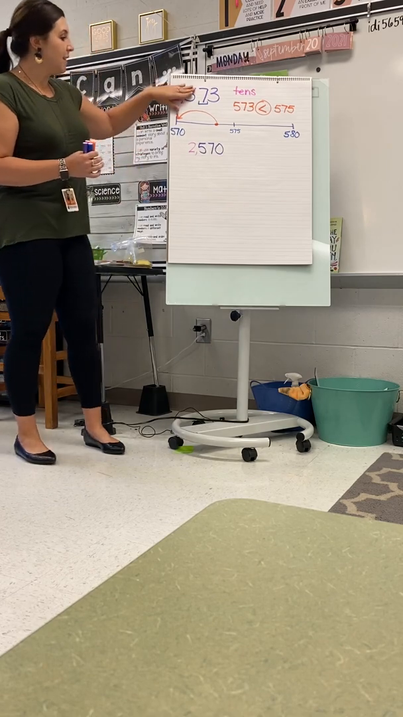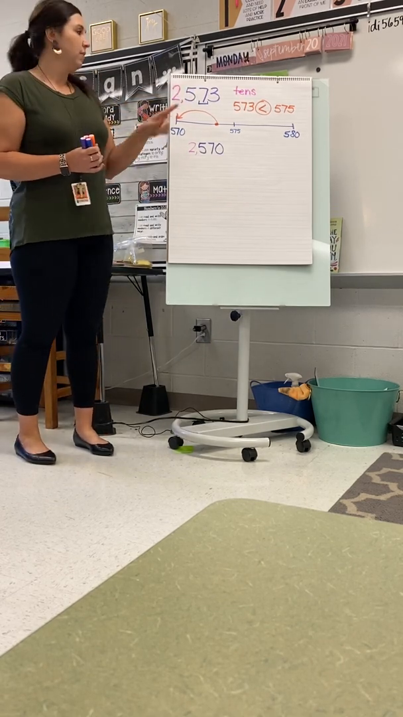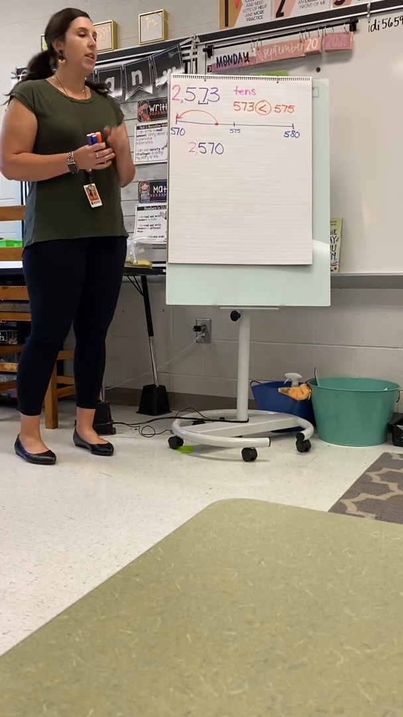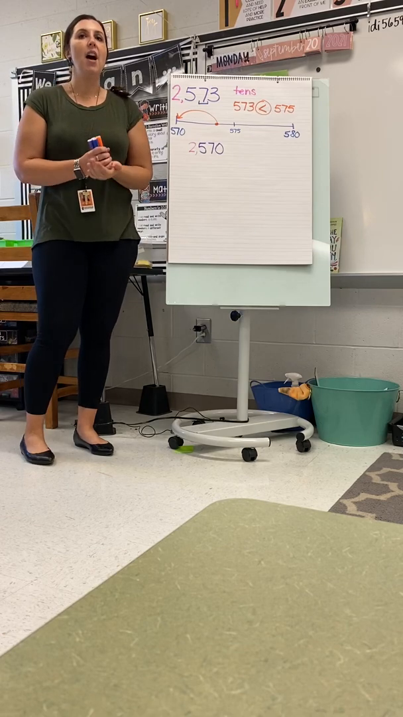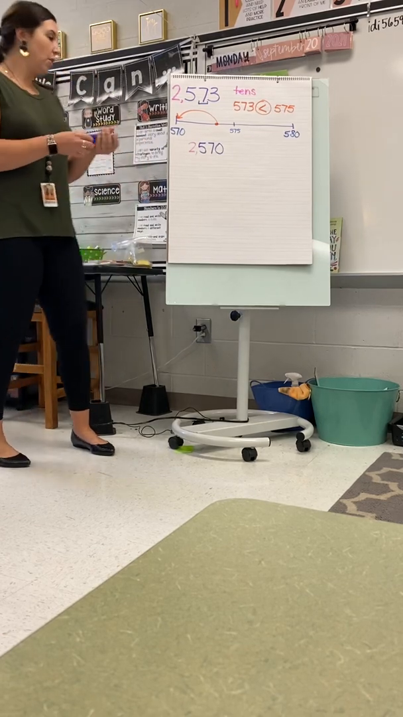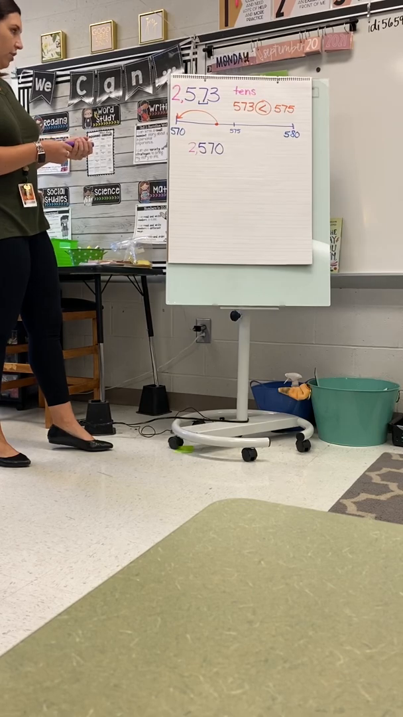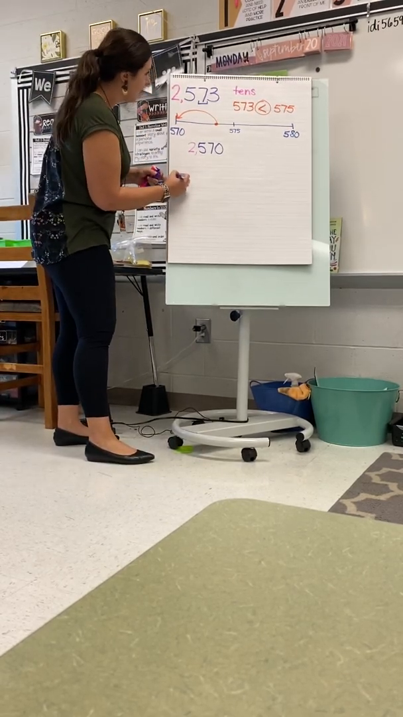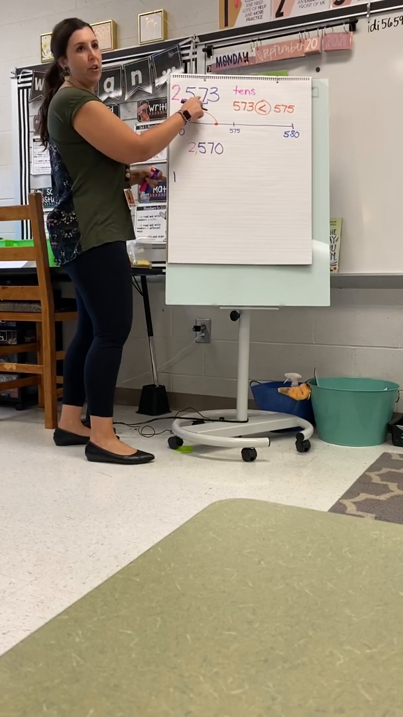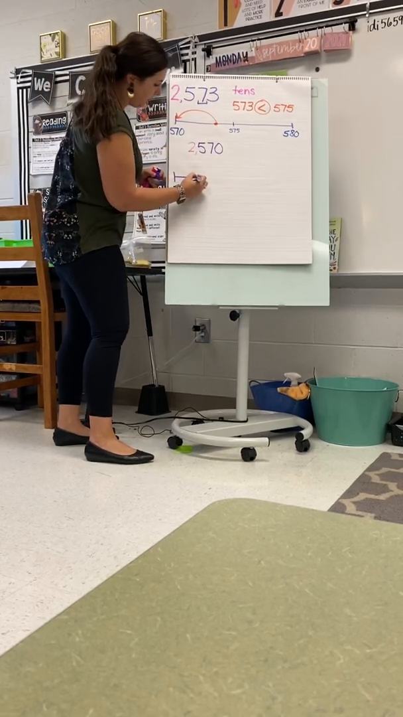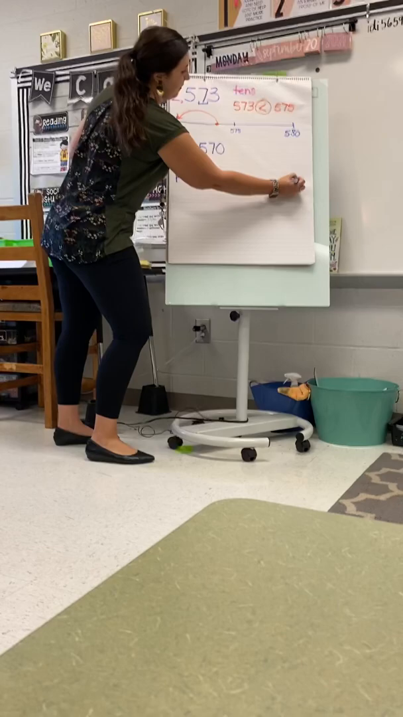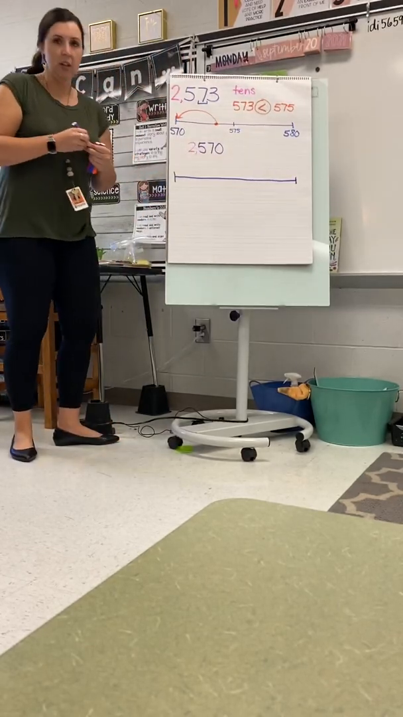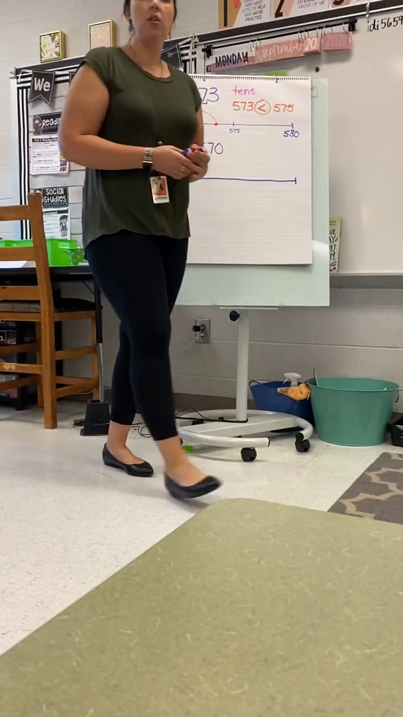So now let's take the same exact number, 2,573, and now let's round that to the nearest hundreds. So erase your board and round this to the nearest hundreds. So now you're telling me what two hundreds 2,573 is in between. So go ahead and write that on your board, please.